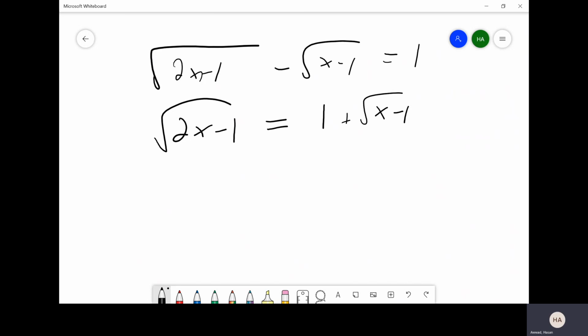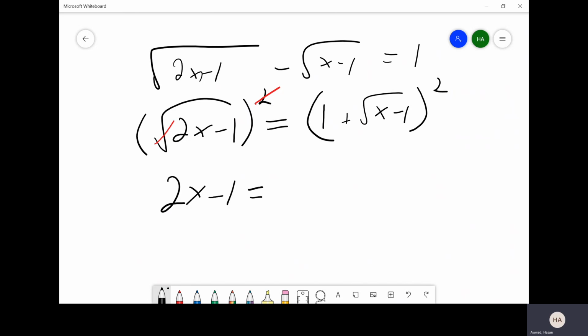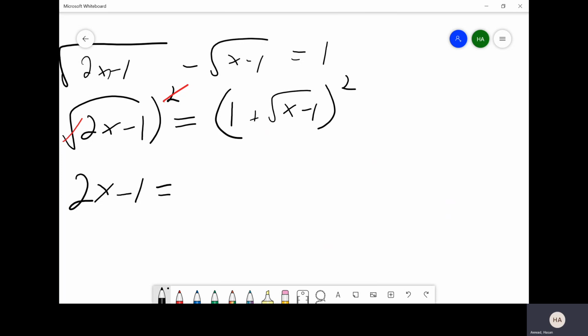Okay, so now we have to get rid of the first square root, and we do that by squaring. So we square the left, we square the right, and that's going to cancel, that's going to cancel. We're just left with 2x minus 1 on the left-hand side, which is exactly what we want, right? We're trying to cancel the square roots one at a time. So now over here, we have 1 plus the square root of x minus 1 squared. Well, once again, we have a plus b squared, right? And a plus b squared is a squared plus 2ab plus b squared.